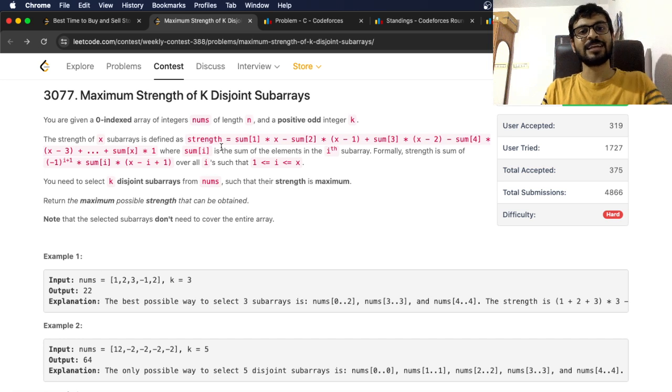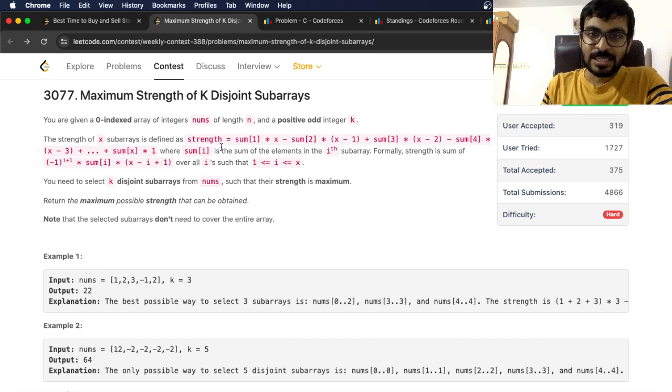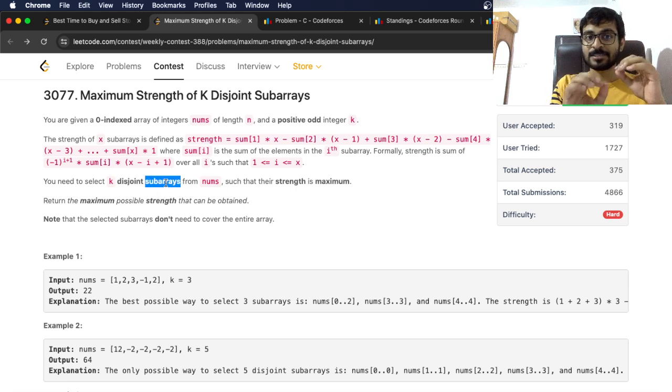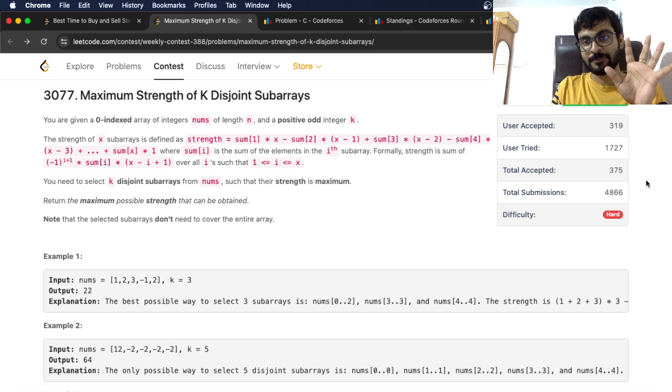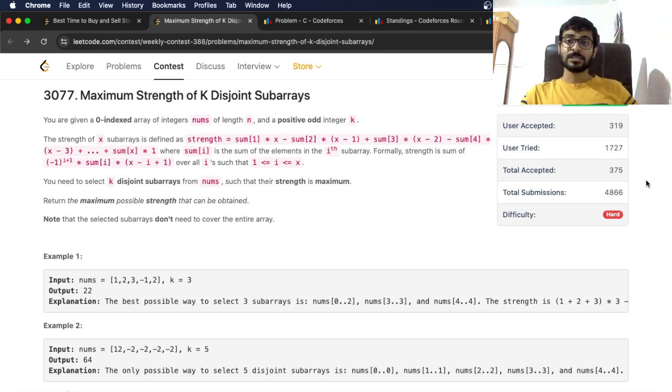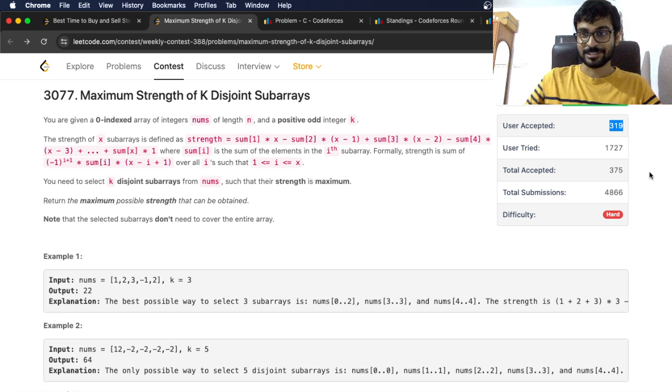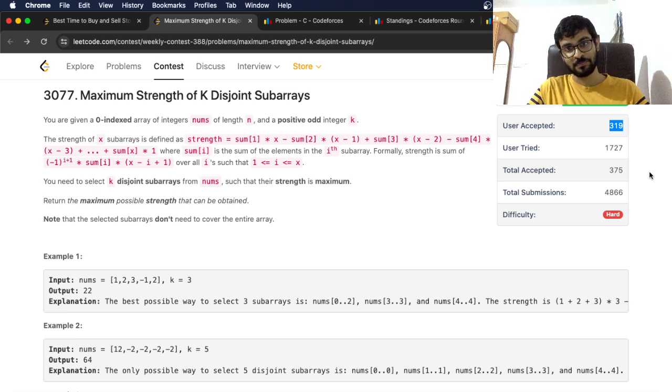Maximum strength of k disjoint subarrays. Now this is slightly interesting. What this tells us is we have to select k disjoint subarrays. As I mentioned, this gives us a signal. We have n elements and we have to select k disjoint subarrays. You can see this has been solved correctly by only 375 people, I believe, during the contest. Maybe only 319 accepted solutions. So this tells you something about the difficulty of this problem.